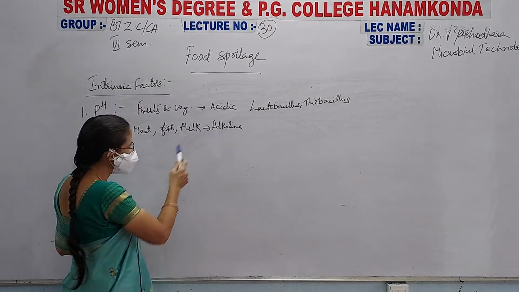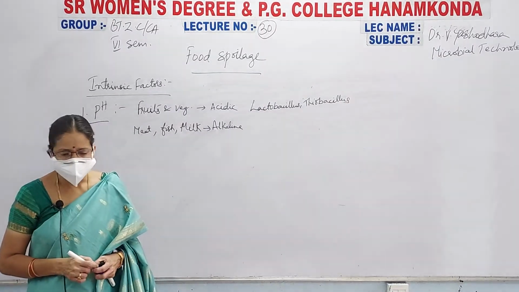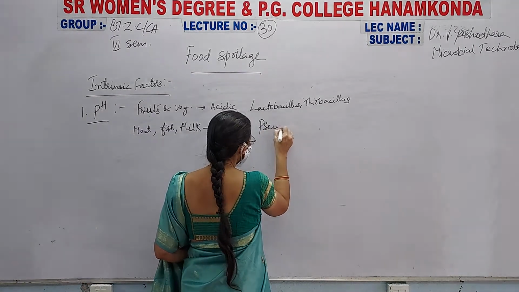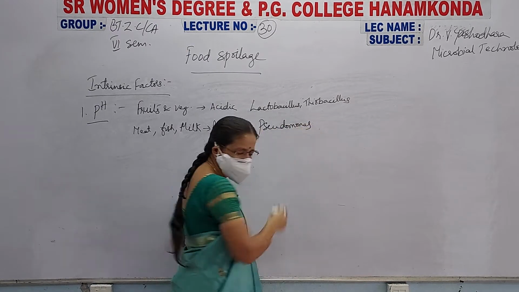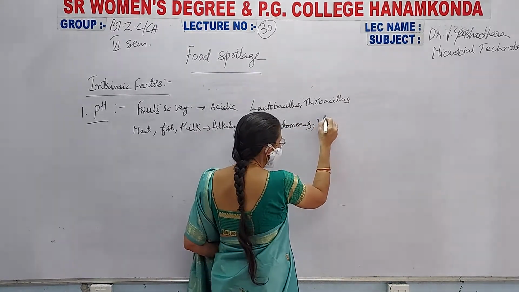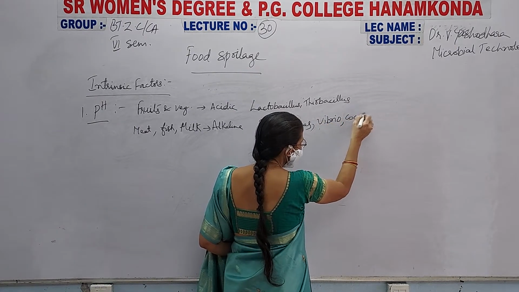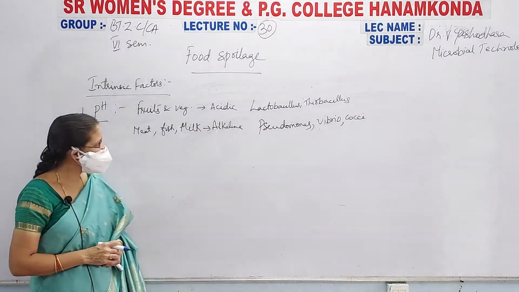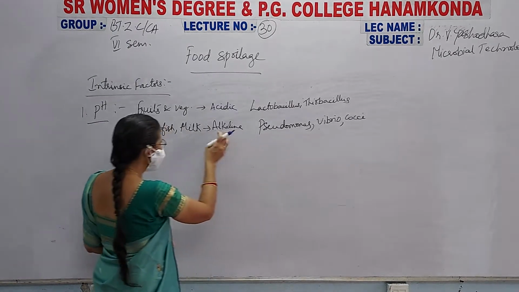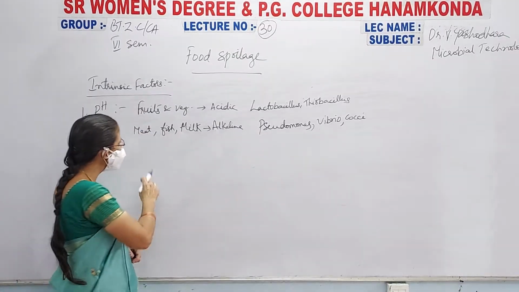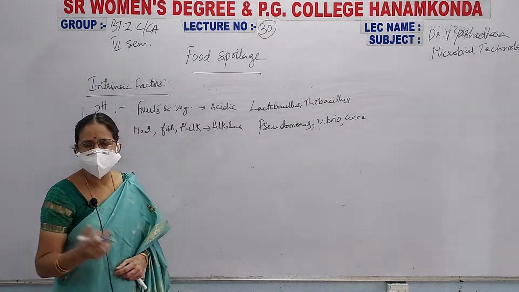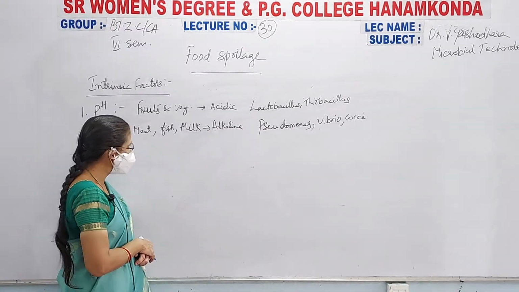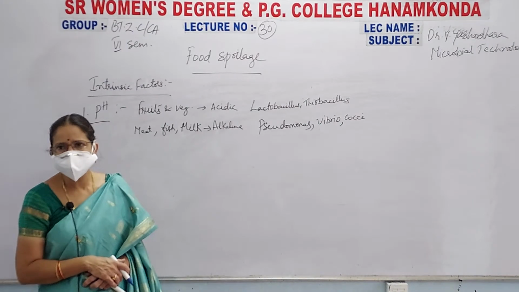Now coming to the meat, fish and milk, they are alkaline in nature. Now the alkalinating bacteria like Pseudomonas, see here, the Pseudomonas and Vibrio cocci, these bacteria are alkylating bacteria, these basophils. If the alkaline nature increases, immediately they get damaged and start producing H2S gas. That H2S gas will give foul smell to our meat, fish and milk. This is about the first intrinsic factor, pH.